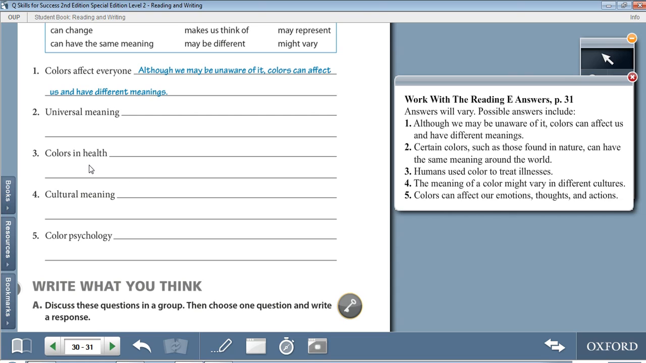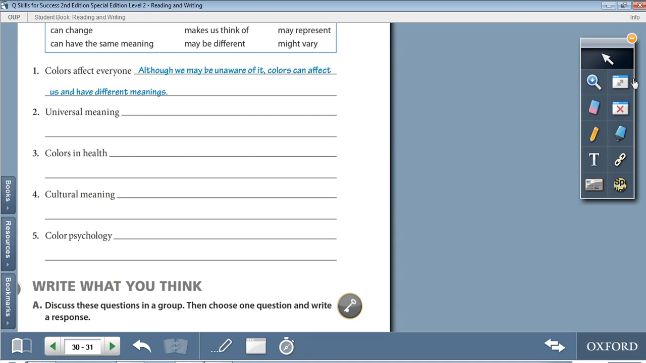3. Colors in health. Humans used color to treat illness. 4. Cultural meaning. The meaning of a color might vary in different cultures. 5. Color psychology. Colors can affect our emotions, thoughts, and actions.